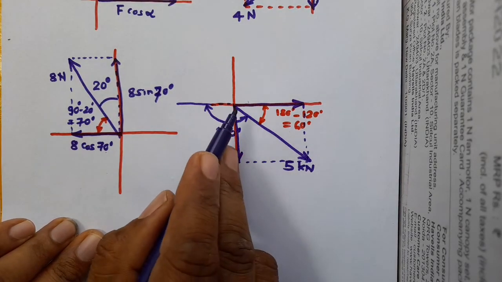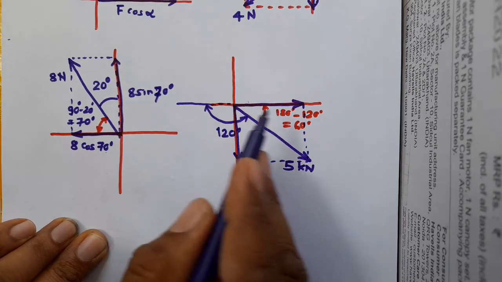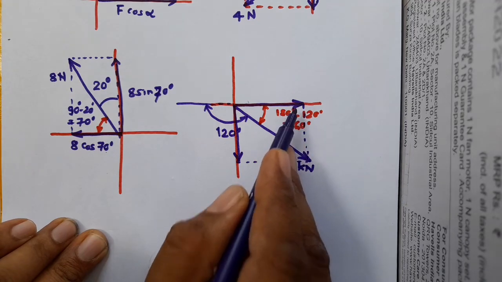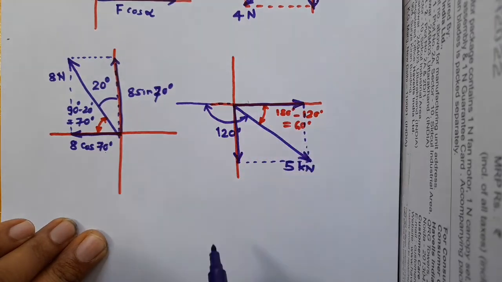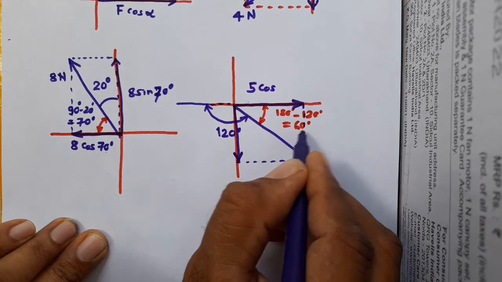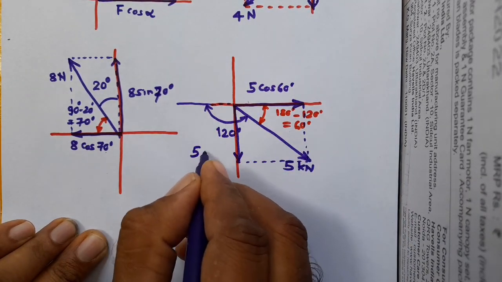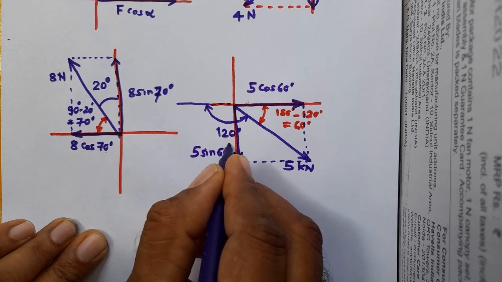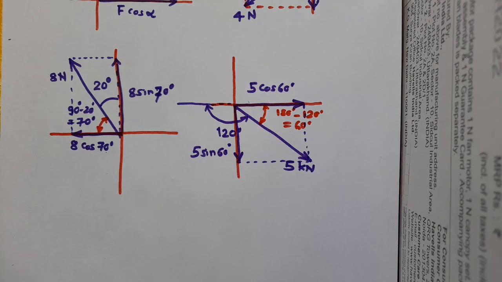In all cases, wherever you come across resolution of forces problems, make sure that from the origin you show the arrows away. This is the horizontal component. This will be 5 cos of 60 degrees, and this will be 5 sin of 60 degrees. So this is how the forces are resolved into horizontal and vertical components.